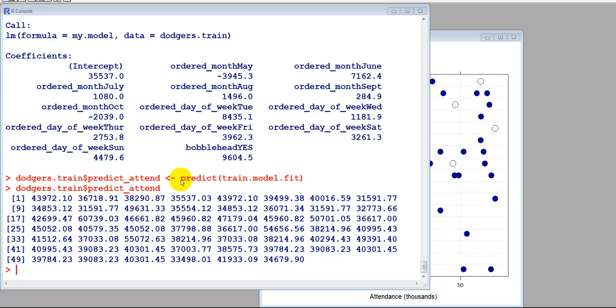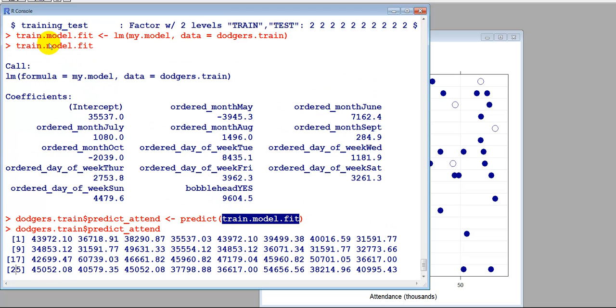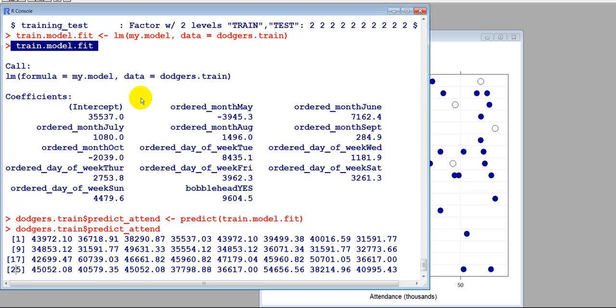we're doing something interesting here. We're predicting, taking the model that we just made, which was up here, and we're predicting on the same data. So what does that mean?